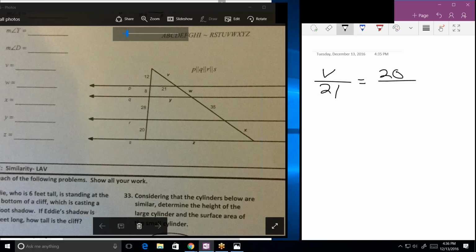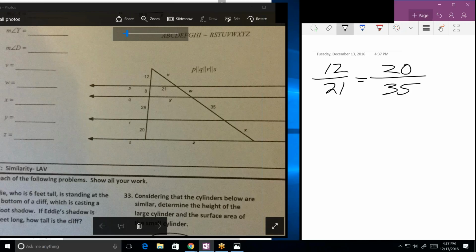What did you get for Y? Which is 35. Do you understand the ratio? V is to 21. In other words, that side of that little triangle is the same as this side. 4/7. Actually, is that true? I'm not sure that's true. Let's do it a different way. I'm much more comfortable with saying 12 is to 21 as 20 is to V. V is 12. V equals 12.